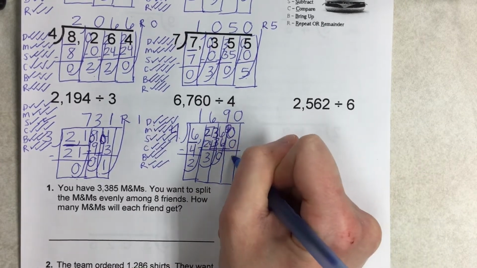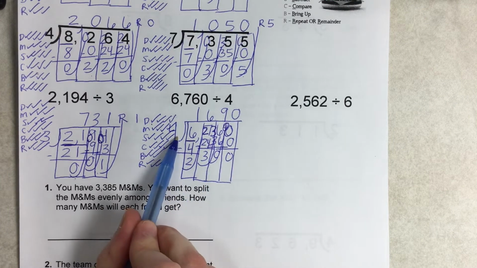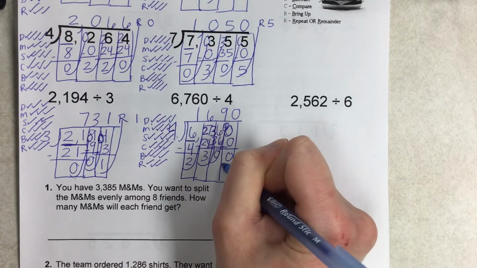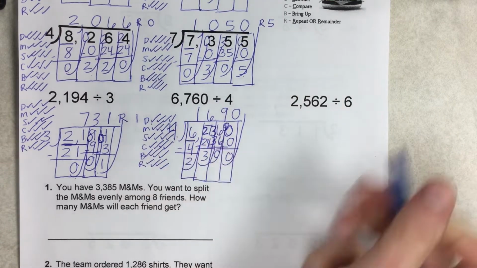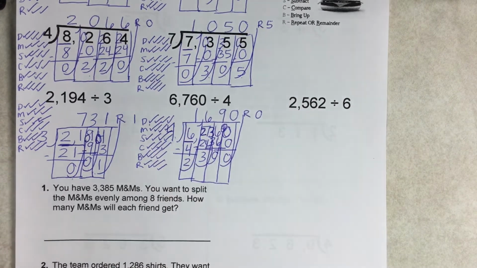Subtract, 0 minus 0 is 0. Compare, 0 Smarties left, 4 kids to share them with. The kids are happy, I can't give them any more. Bring up the 0, and this time it's my remainder because I don't have another box left. So my answer is 1,690, remainder 0.